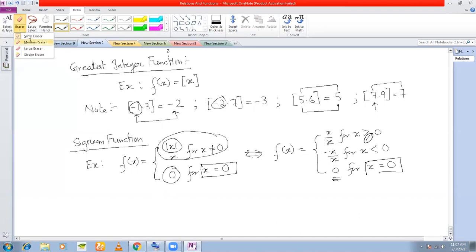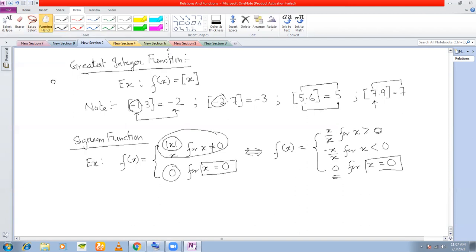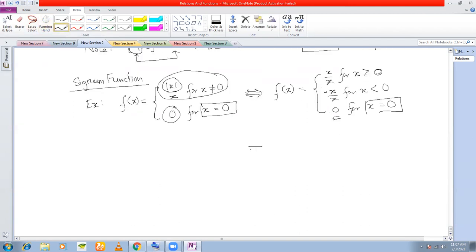Okay, so which can now be written in this manner. So that means now this can be simplified very easily. This can be written as f(x) is equal to x by |x|, which is 1 for x greater than 0, minus 1 for x less than 0, and is equal to 0 for x is equal to 0. Now check whether this is clear.